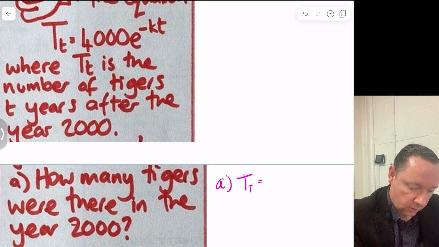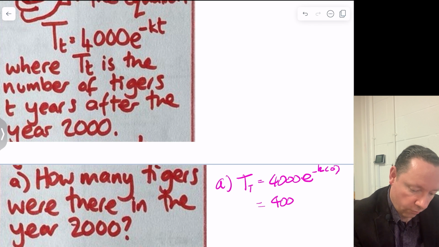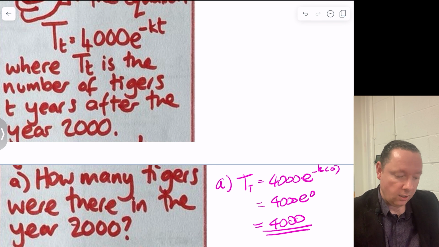But let's show why. T equals 4,000 e to the minus k times 0. So that's 4,000 times e to the 0. But e to the 0 is 1, so that's just 4,000. And if you ever get asked initially what happened at the start, it's always the number in front of you. So there you are.